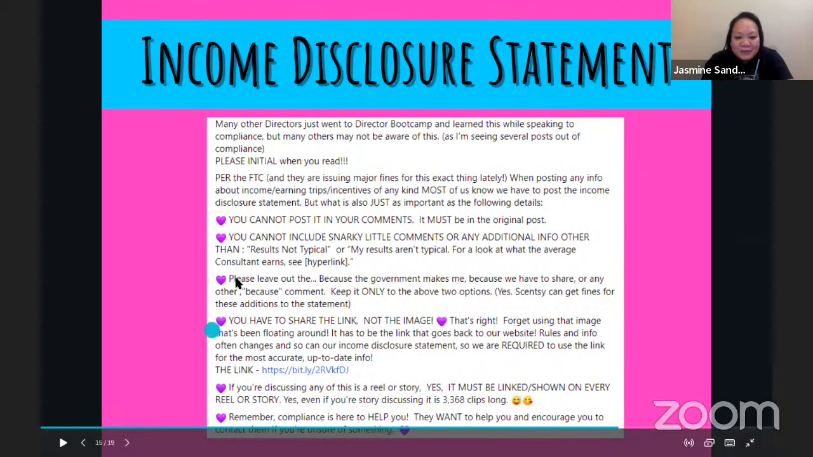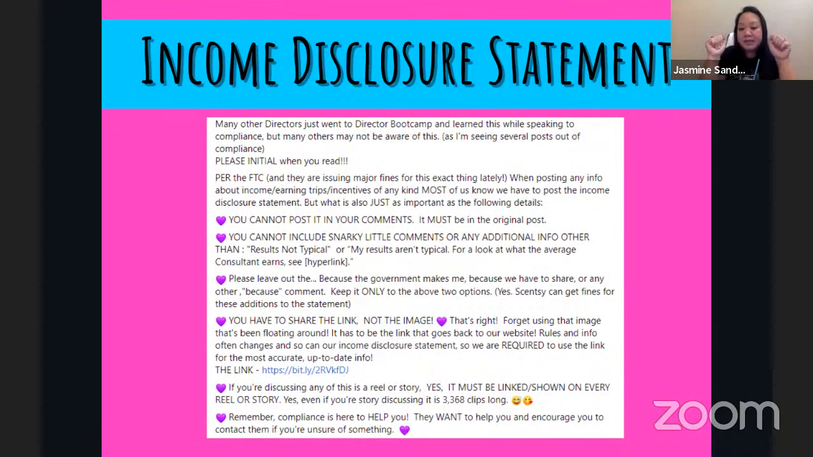Okay, number 3, please leave out "because the government makes me," or "because we want to share," or any other "because" comments. Again, back to just keep it simple: results not typical, and then put a link. And then you have to share the link, not the image. And so that's where I've done wrong too.